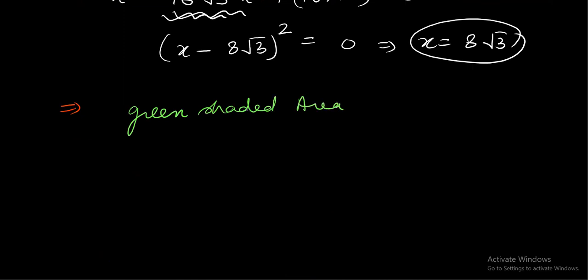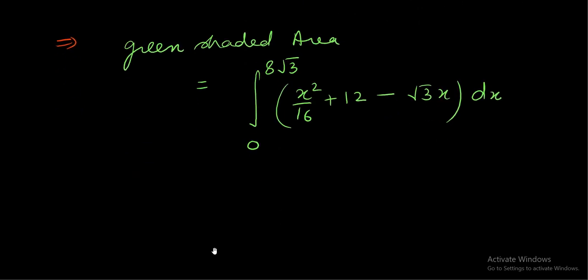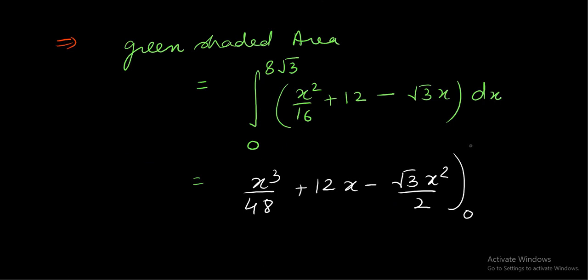The green shaded area is equal to the integral from 0 to 8√3. What is the upper boundary? x square by 16 plus 12. The lower boundary is √3x. We have to integrate it from 0 to 8√3. So, okay, fine. We can integrate it easily. This is nothing but x cubed by 48 plus 12x minus √3 x square by 2. The limits are from 0 to 8√3.